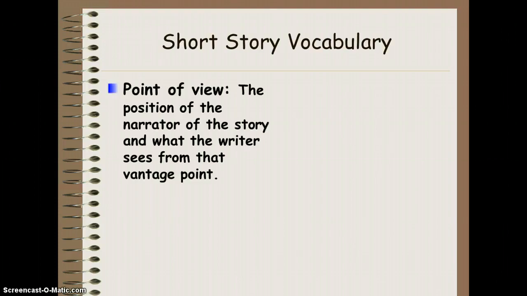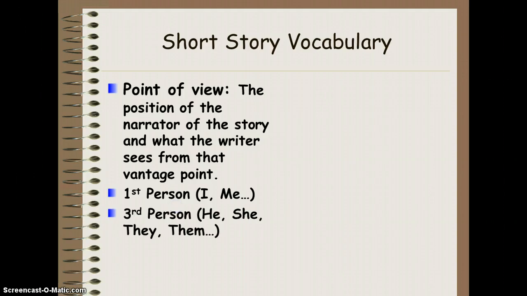And the last element is point of view. It's the position of the narrator of the story and what the writer sees from that vantage point. For instance, it could be a first-person story where it's written from the perspective of I. I went to the store. I picked up a sandwich. That's first person. Or it could be from the perspective of third person. He went to the store. He picked up a sandwich. He fell on his way out the door.